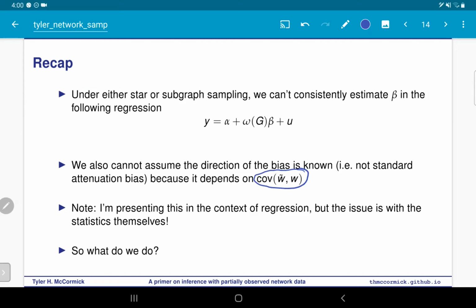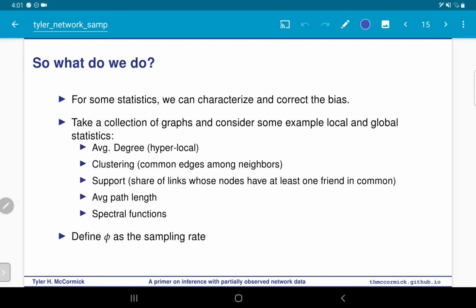And this of course is an issue that I'm presenting in the context of regression, but the fundamental issue here, and the previous statement makes this point pretty succinctly, is about the statistics themselves and how the values of the statistics are distorted under sampling. All right, so that's the situation that we're in. Now, what do we do about it?